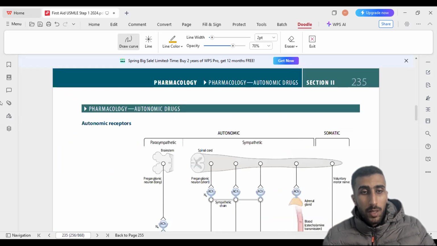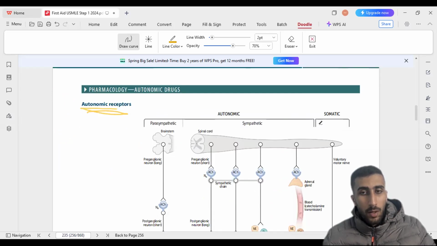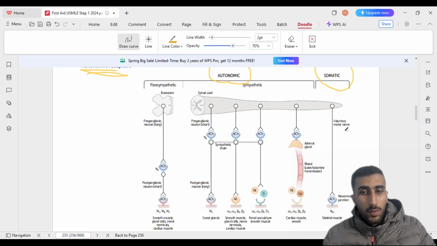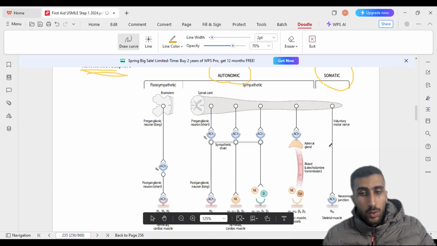Our next big topic here is autonomic drugs. So, autonomic receptors or autonomic drugs. First, you have to know that our body is divided into the somatic nervous system and the autonomic nervous system. These are the two big divisions. The somatic nervous system has one nerve that goes to the neuromuscular junction and affects the skeletal muscles. So this is a very straightforward process.